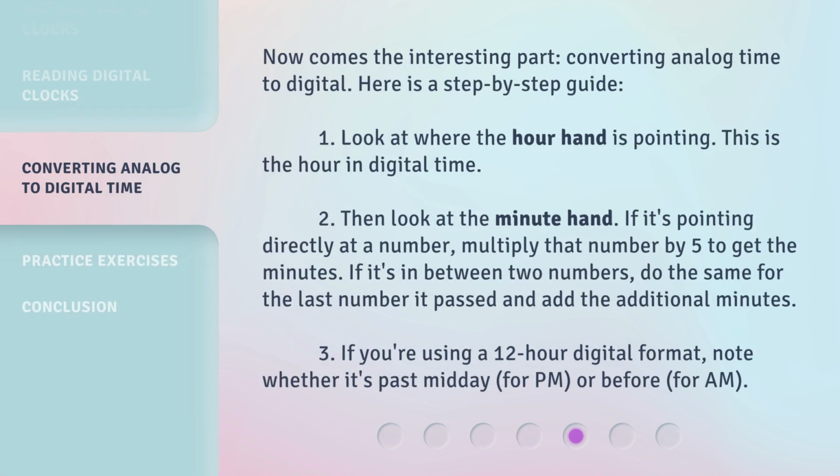Now comes the interesting part: converting analog time to digital. Here is a step-by-step guide. 1. Look at where the hour hand is pointing. This is the hour in digital time. 2. Then look at the minute hand. If it's pointing directly at a number, multiply that number by 5 to get the minutes. If it's in between two numbers, do the same for the last number it passed and add the additional minutes. 3. If you're using a 12-hour digital format, note whether it's past midday, for PM, or before, for AM.